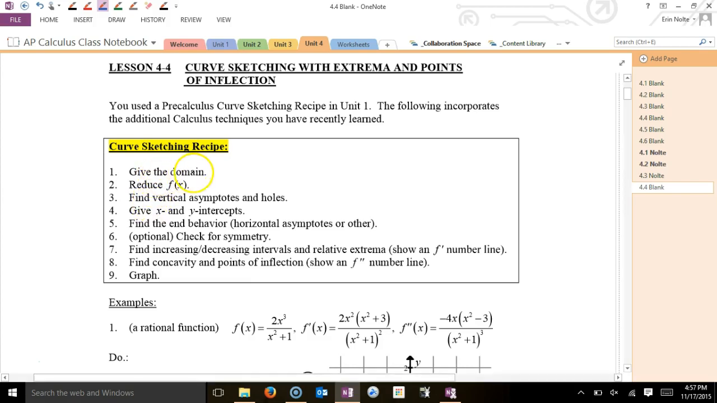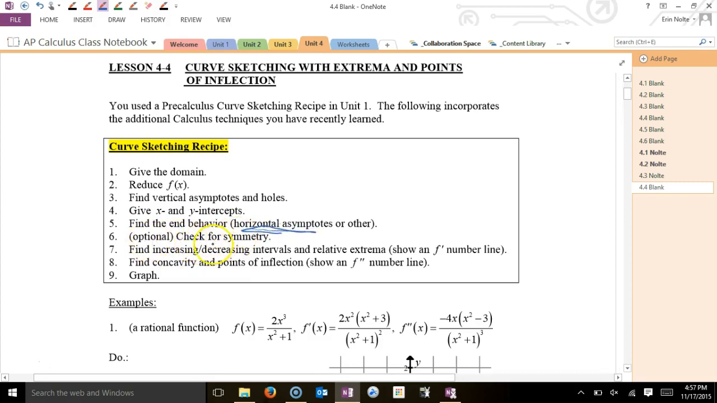We're going to start with finding the domain. We're going to reduce the function if we can to find holes and vertical asymptotes. Then we'll find our x and y intercepts. We'll list our end behavior. Remember that that's horizontal asymptotes.